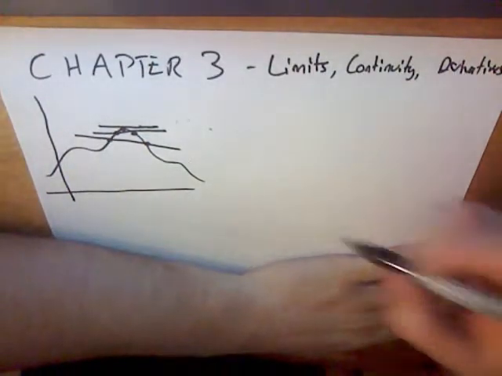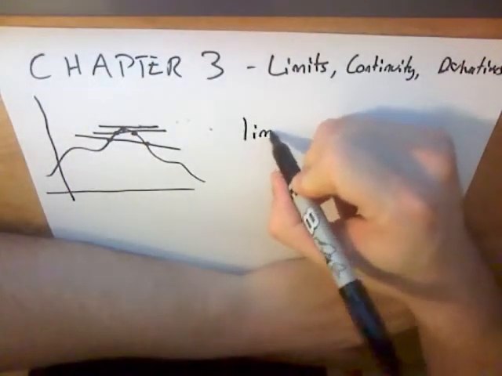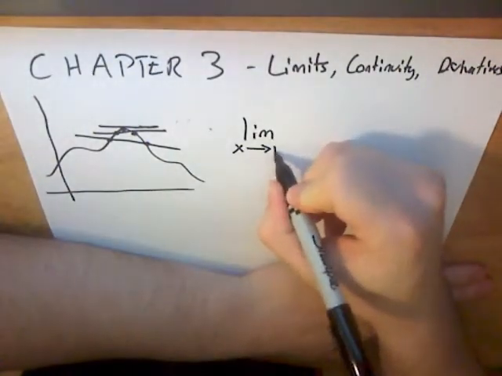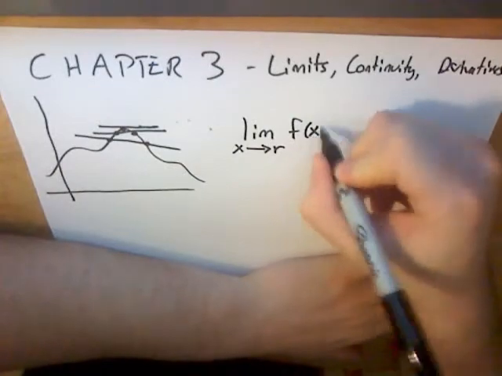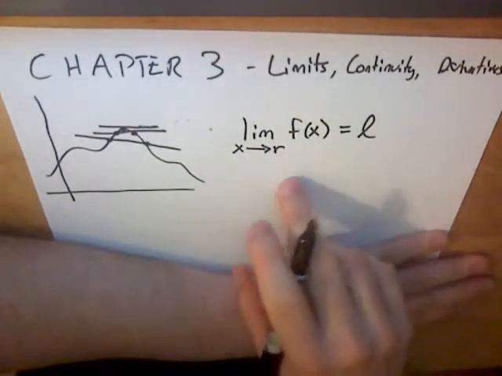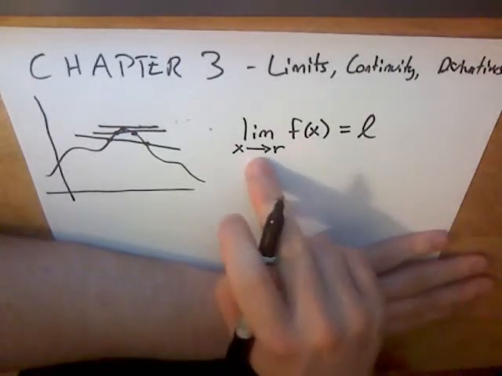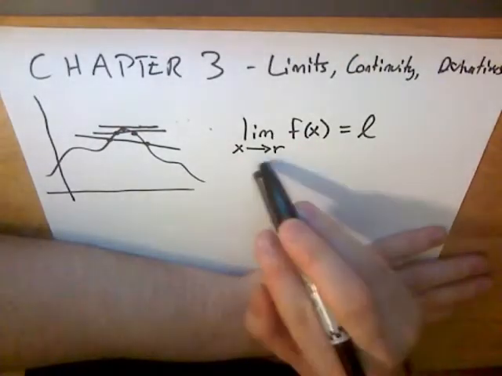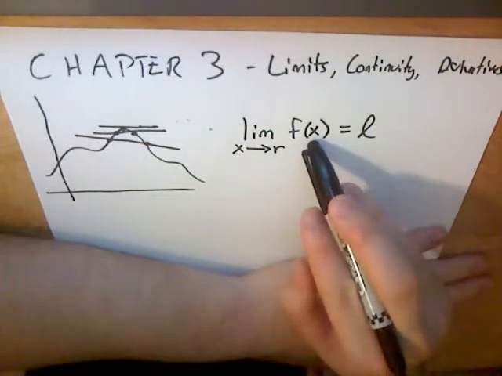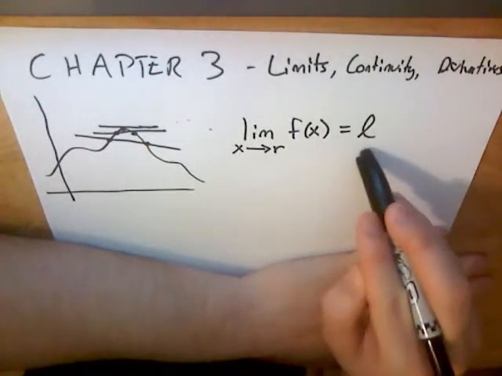So the first thing to talk about is what a limit is. There's 2 parts of a limit. The function and the domain. As x gets closer to r on the domain, the output of the function is closer and closer to L.